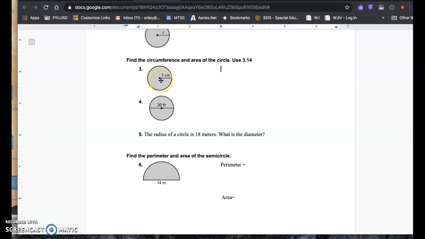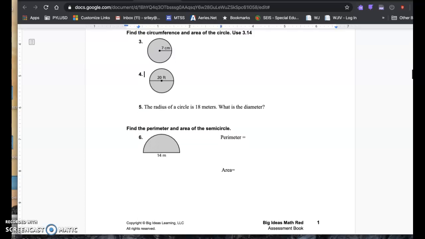So this one you would take 7 times 2 times pi, which is 3.14, and that would give you the circumference. For this one, number 4, you would take 20 times 3.14, and that's going to give you the circumference of your circle. For the area, you need to use the radius. So you're going to take 7 times 7 times 3.14. And then for number 4, you need to figure out what the radius is. And you're going to take the radius, times it by itself, and then times it by 3.14.